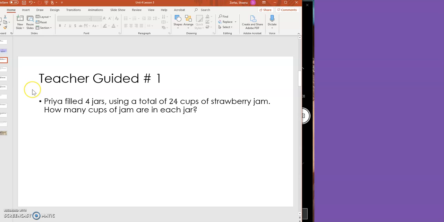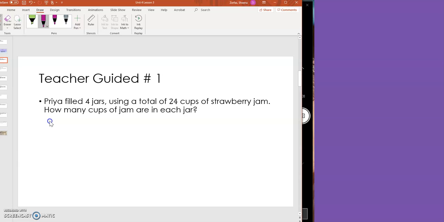Problem number 1. We'll start simple with whole numbers, and we are going to write a multiplication and a division sentence. Priya is filling 4 jars, and she has a total of 24 cups of jam. How many cups of jam are in each jar? As a division sentence, I would be taking the 24 cups and dividing them into 4, and that will give me what I'm looking for. So right now, question mark.